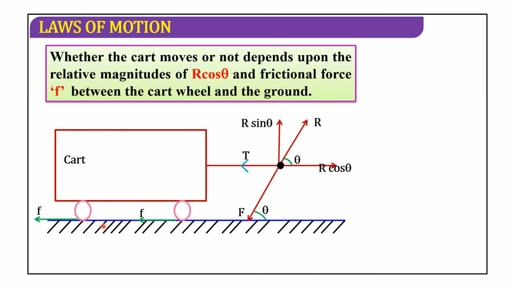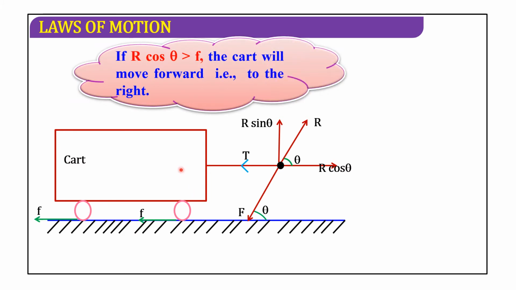Here this is the frictional force. So whether the cart moves or not depends upon the relative magnitudes of R cos theta and frictional force F between the cart wheel and the ground. Here this is the frictional force between the wheels and the ground. If R cos theta is greater than F, the cart will move forward, that is to the right. See here it is moving towards the right.